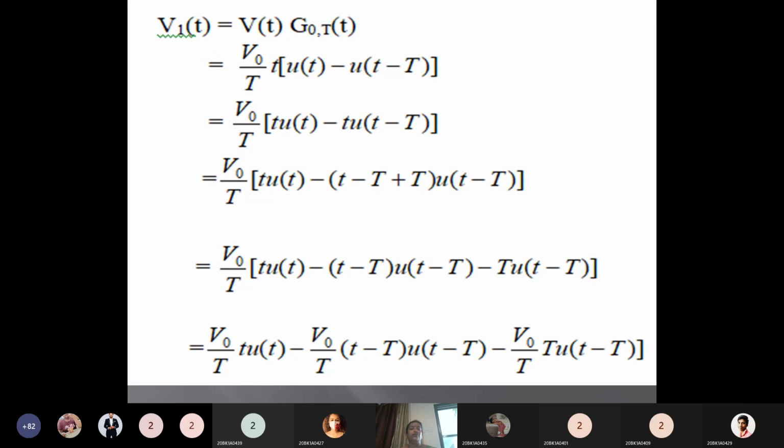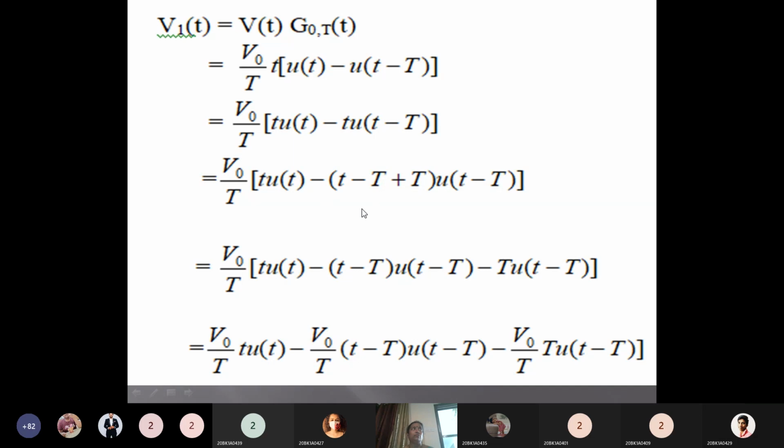So u of t minus u of t minus T. If you define the given waveform v1 of t for a single period like this, V0 by T into t into u of t minus u of t minus T. These are simple mathematical calculations only. This t is multiplied with u of t, so t into u of t minus t into u of t minus T. Then V0 by T into t into u of t minus, I am separating it now. For simple manipulation, I am adding minus T and plus T to this equation, like t minus T plus T, but there is no change in the original equation, into u of t minus T only.